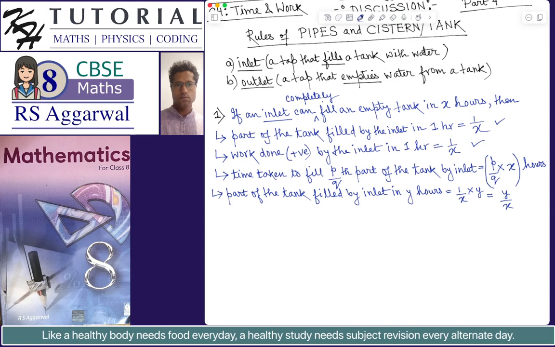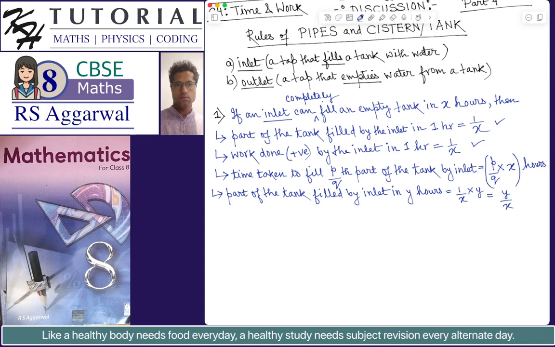Now, the first two are quite related to each other. As you can see, the value of the first two are both 1 by x. So you can consider the 1 by x as the fraction of the tank being filled in 1 hour, and also it is the work done by the inlet tap in 1 hour.